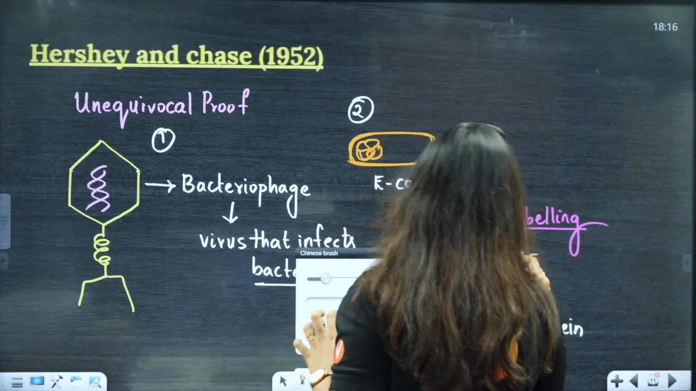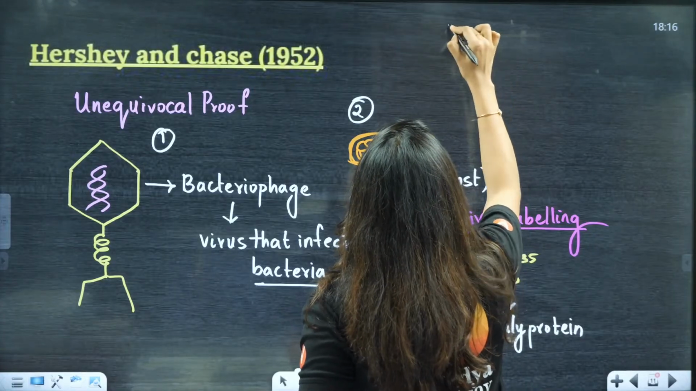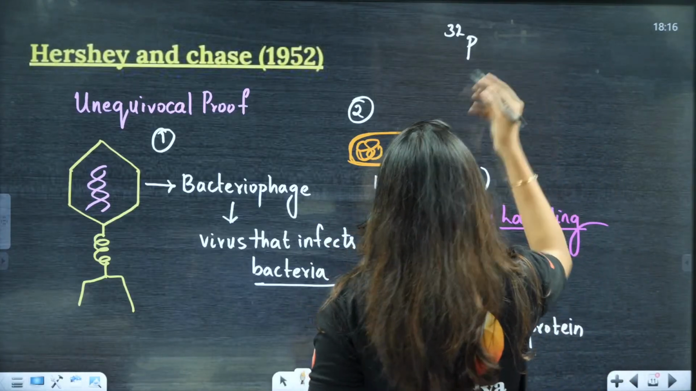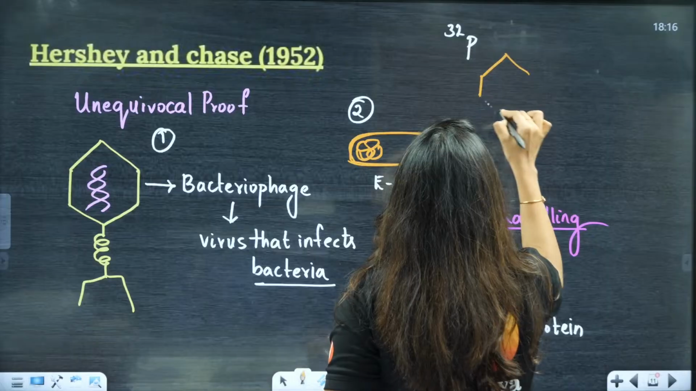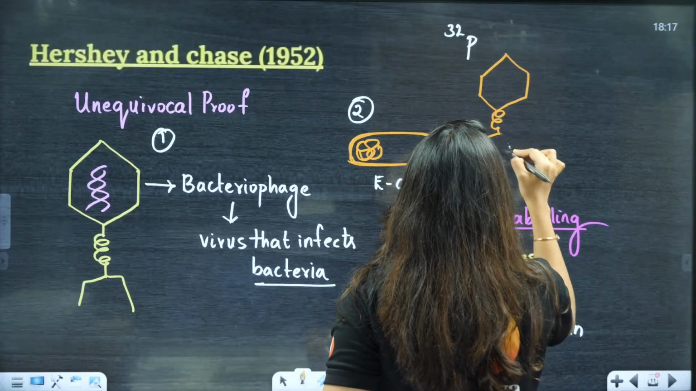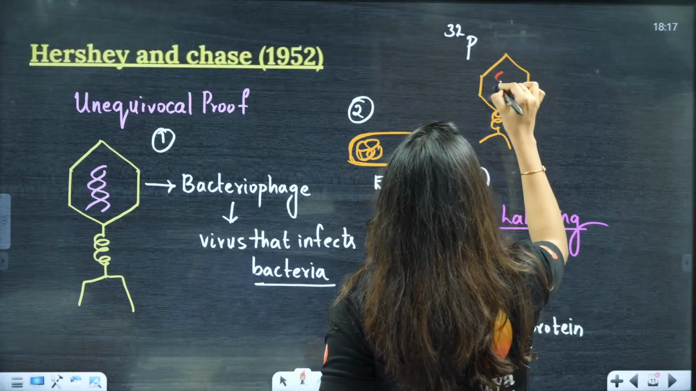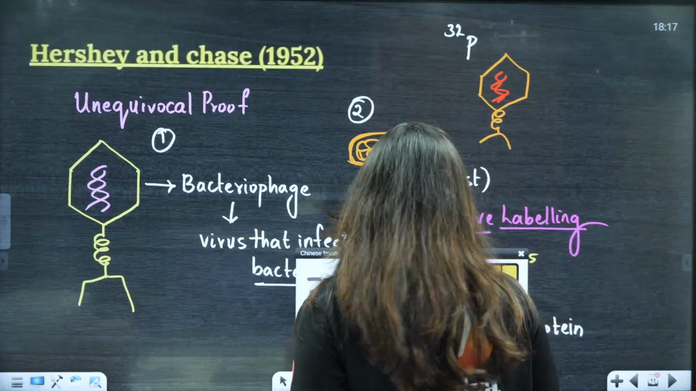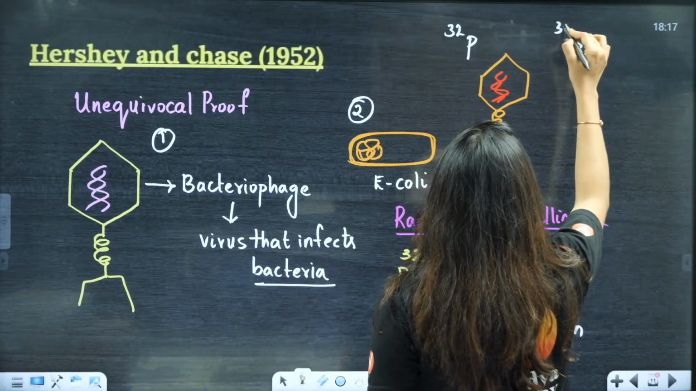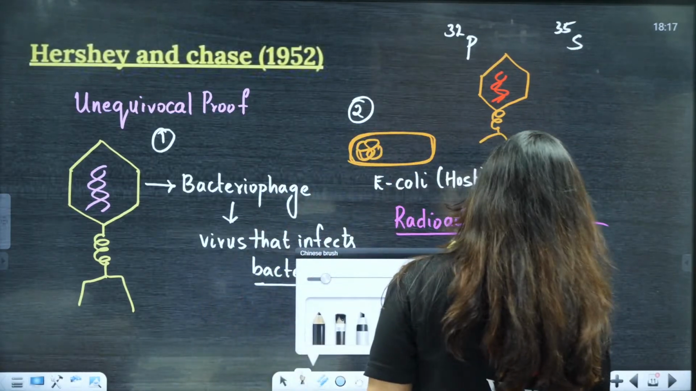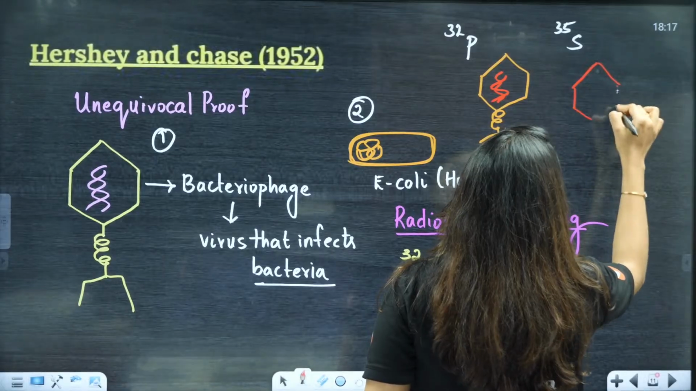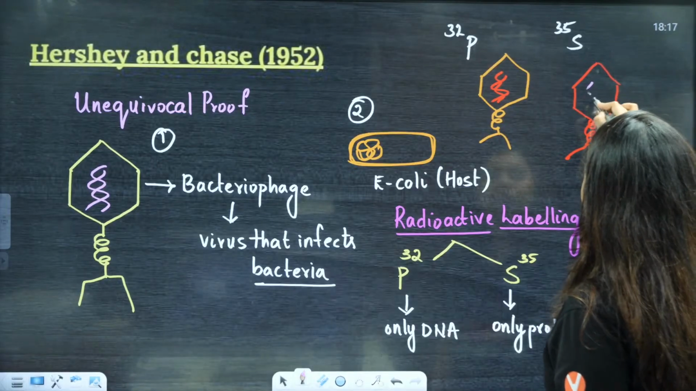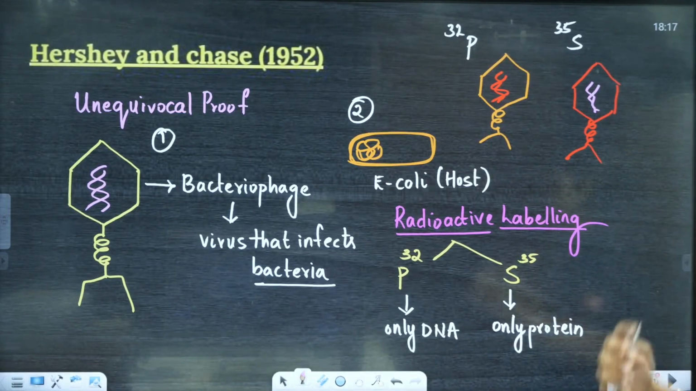On this concept, let's say P32. We grow the medium, the medium is P32, and we grow the bacteriophage there. What will happen, students? We'll have our bacteriophage, and now the DNA will get radioactively labeled. Correct? Let's say I am growing this bacteriophage on S35. Here the protein is going to get radioactively labeled. This is the simple concept.